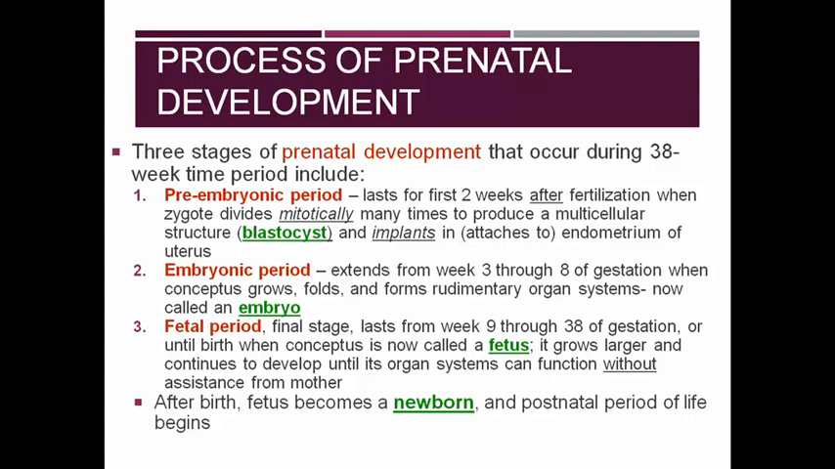Then the embryonic period extends from week 3 through week 8 of gestation. This is when the conceptus continues to grow. Folds of tissue develop, and then finally you have rudimentary organ systems that are now seen, and it's called an embryo. So this development period, when you see rudimentary organ systems, is the embryonic stage, where the conceptus is now called the embryo. The final stage is week 9 through 38 of gestation.